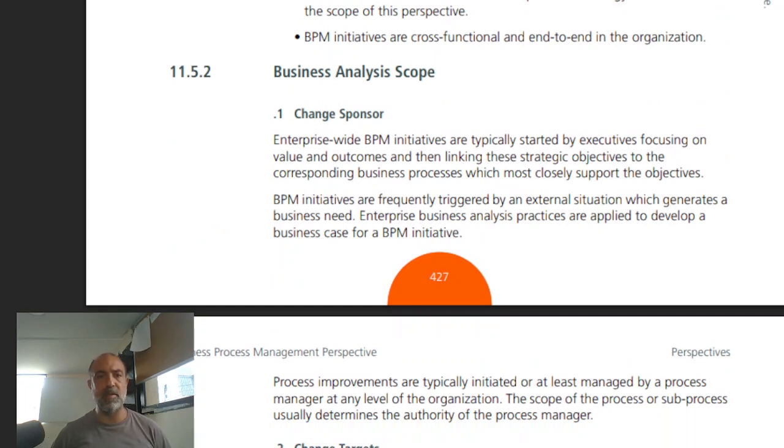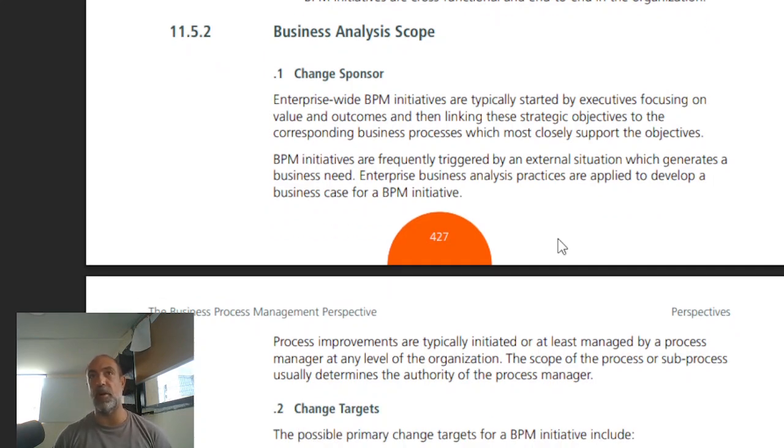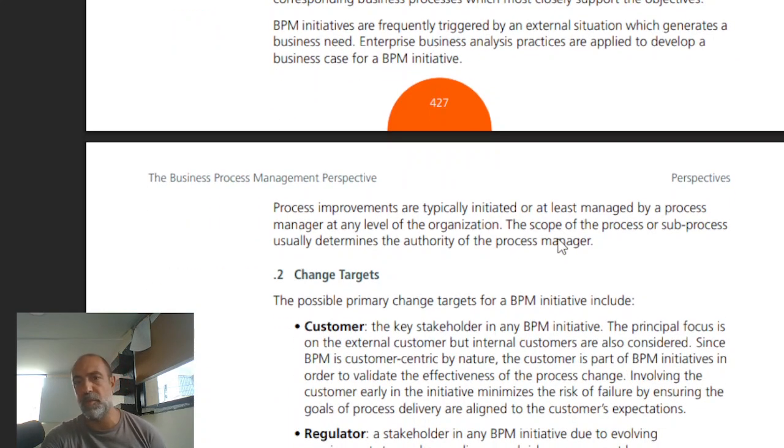All right, business analysis scope. Enterprise-wide change sponsor: enterprise-wide BPM initiatives are typically started by executives focusing on value and outcomes and then linking these to strategic objectives. So when you're looking at a process, you're looking to shift the whole thing. BPM initiatives are frequently triggered by an external situation which generates a business need, or enterprise business analysis practices are applied to develop a business case for a BPM initiative.